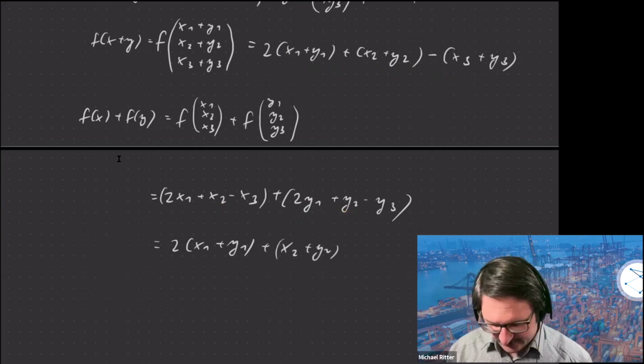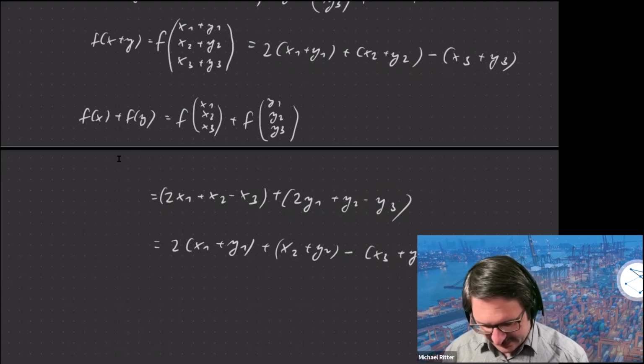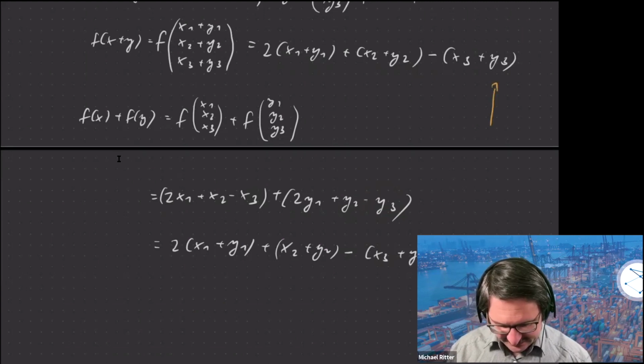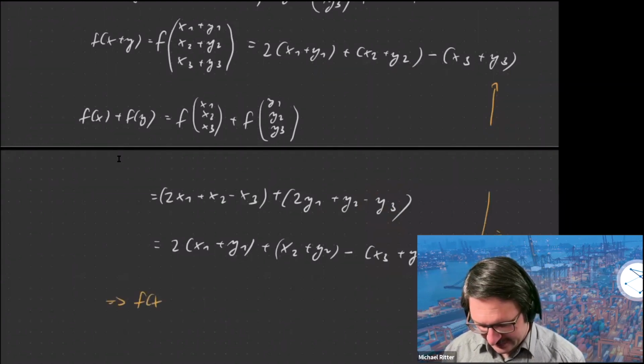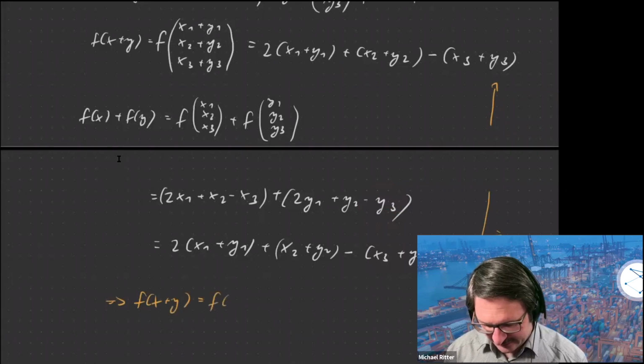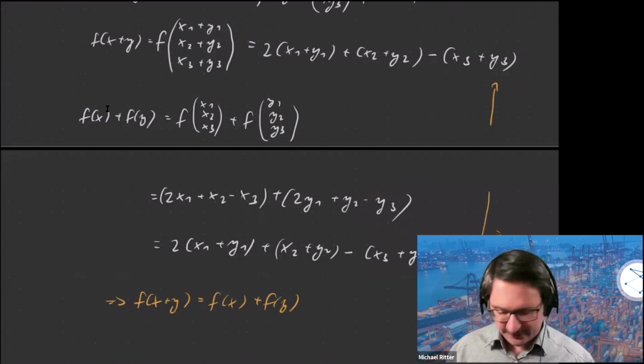And finally, the terms with an index of 3, this one here and this one here. So that is a minus x3 plus y3. And if you look at that, it's exactly the same as we had up here. So in fact, f of x plus y is equal to f of x plus f of y. So this first property holds.